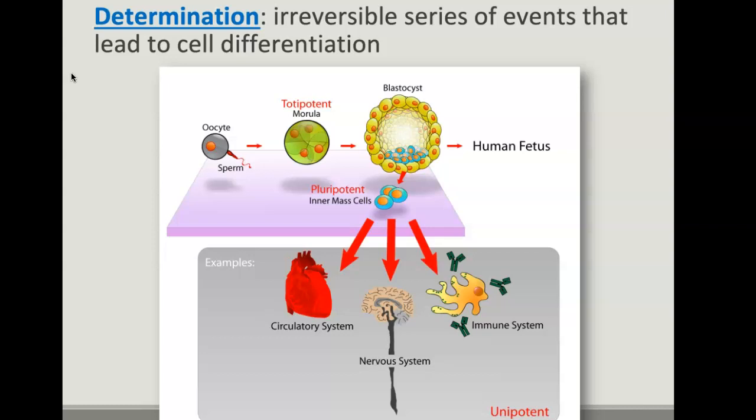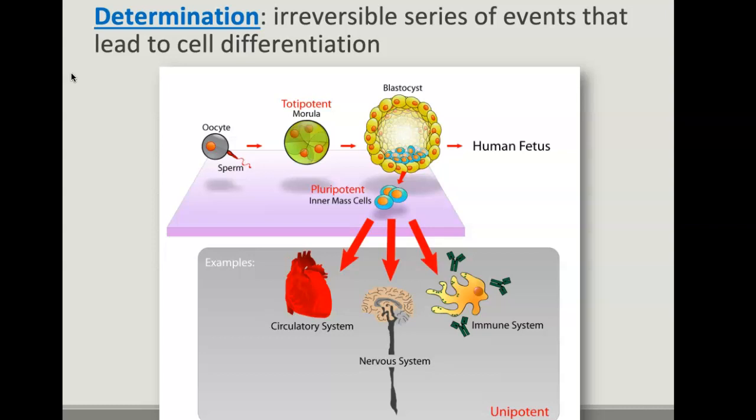Determination of a cell is the irreversible series of events that leads to cell differentiation. And to remind you, differentiation is the actual process of where cells will become specialized. If you look at the diagram, it's showing you in red different words that you should be familiar with. Totipotent, that is where the cell can make or divide into any kind of cell type, any and all that are present in the organism.